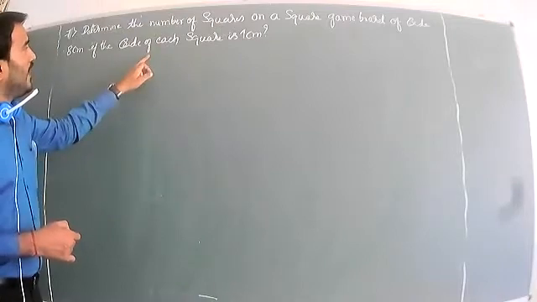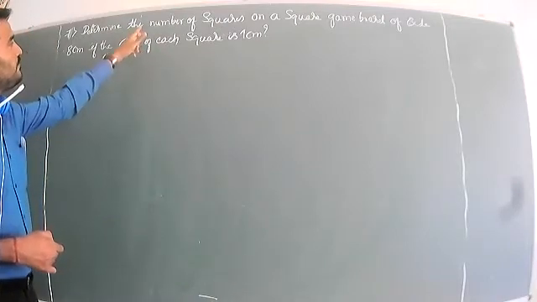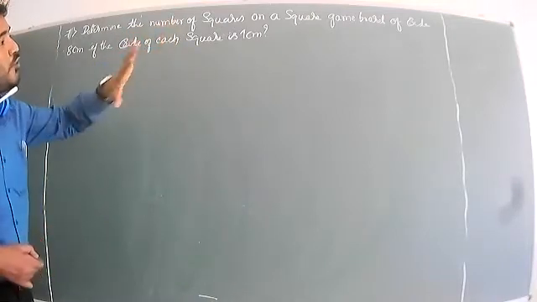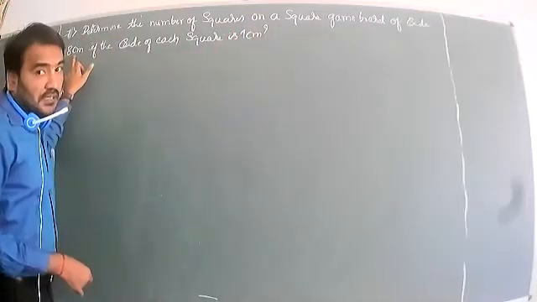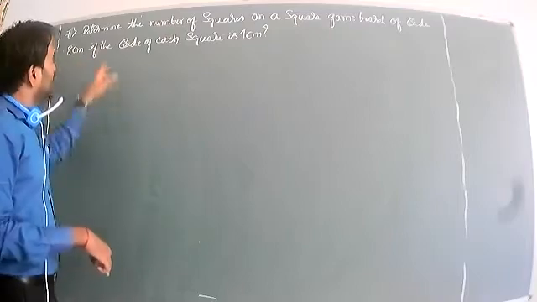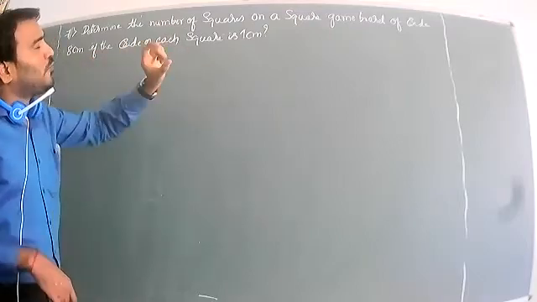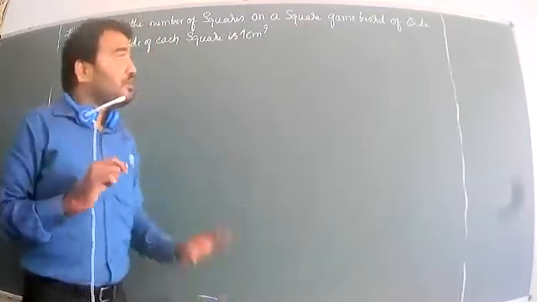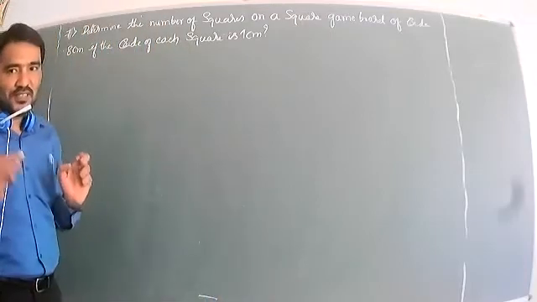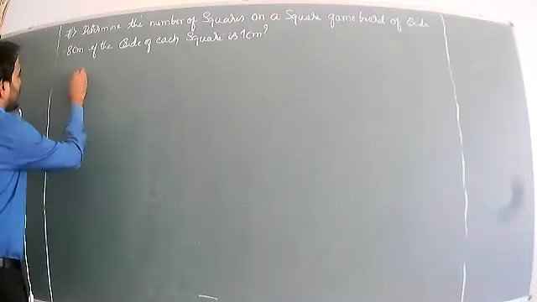Now the game board: determine the number of squares on a square game board of side 8 centimeter. If each square is 1 centimeter, how many squares are there? Now we can use that. So this is a square board.